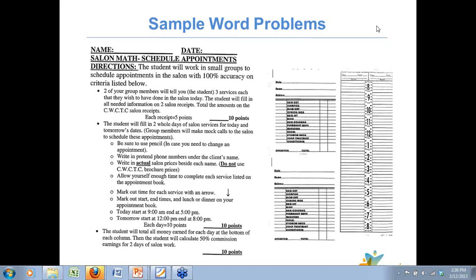And then they call each other and they make appointments and fill them in and mark off in between how much time they need to do each appointment. And then at the end of the day, they put in prices by those also. So then at the end of the day, they total up their daily money that they made, and then they figure out their 50% commission for the 2 days work in their salon.